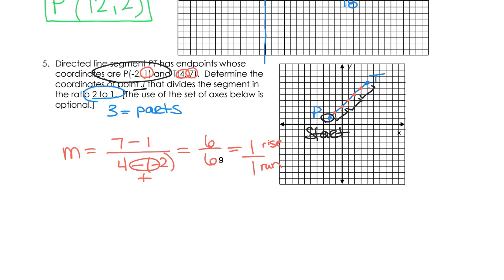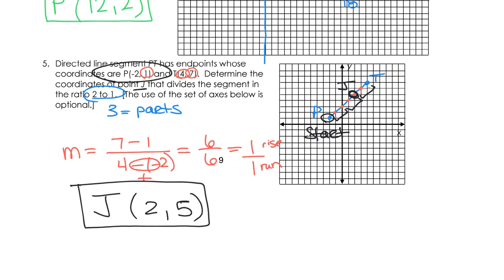So we're going to travel 2 equal parts. Remember, we grouped 2 of our parts into 1 equal part. And so we're going to travel 2 of those, which puts us right here, and then we have 1 equal part to T. And so we're looking for the coordinates of this point called J. And J is at, let's say, 2, 1, 2, 3, 4, 5. 2, 5. And there's our answer.